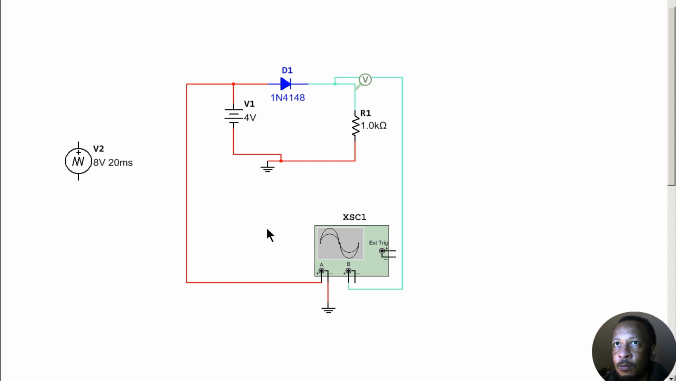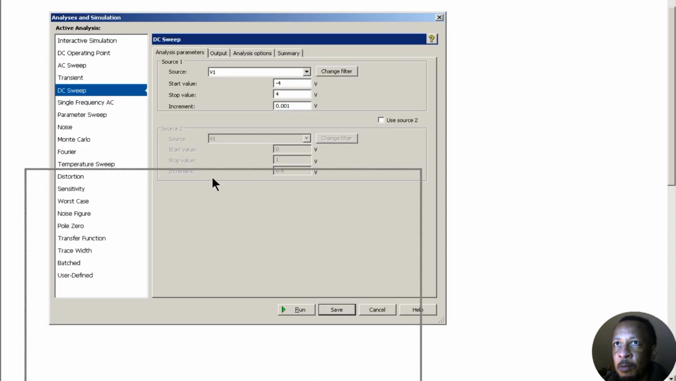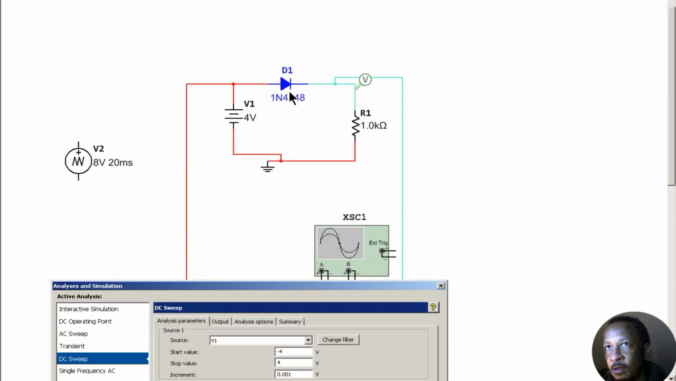Okay, so first I'm going to do the DC sweep in the simulator, and we're going to expect that out of this circuit, this is a half-wave rectifier, throughout the sweep we're only going to see a positive voltage be distributed across this resistor.